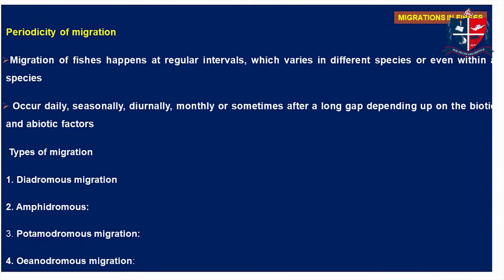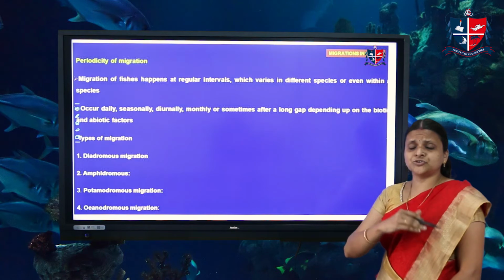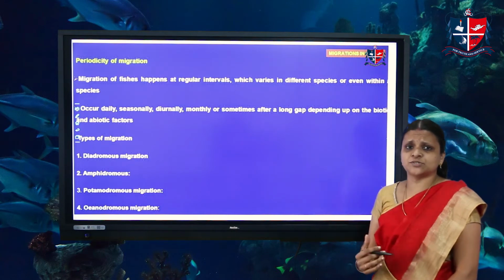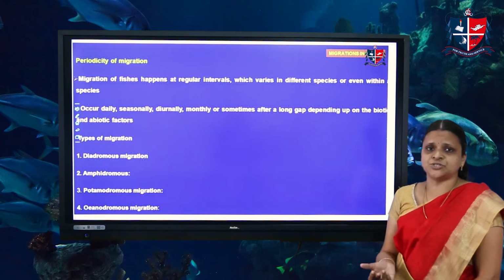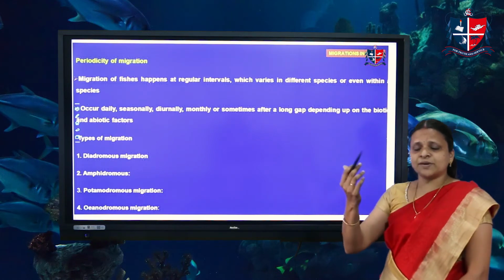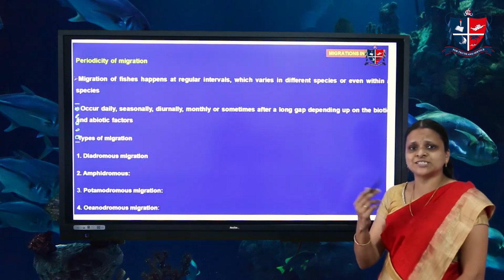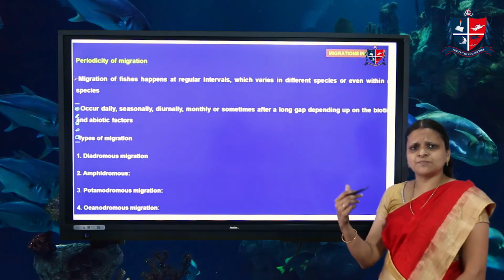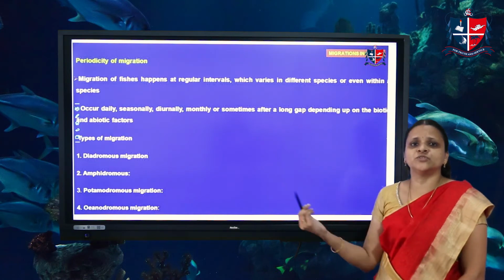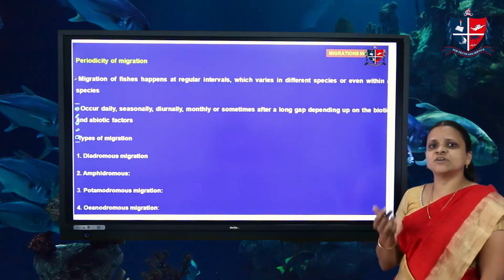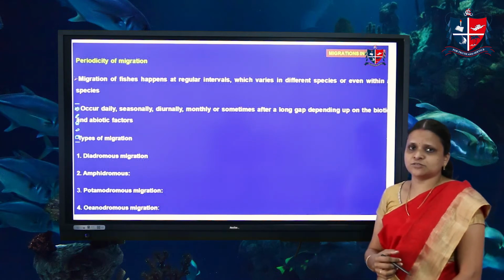Then the periodicity of migration. In fishes, migrations happen at regular intervals of time. These intervals may vary within the species or between the species. The migrations may occur daily, diurnally, or seasonally, or in some fishes during certain stages of their life cycle. In this way, the periodicity may vary within the species or between the species.